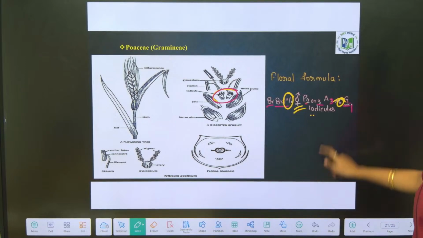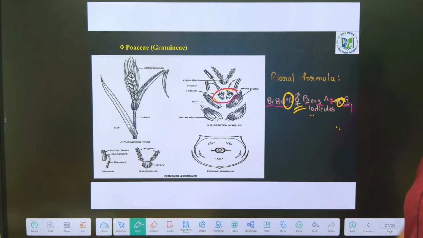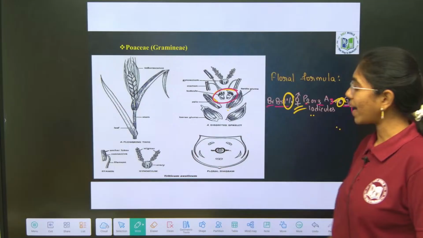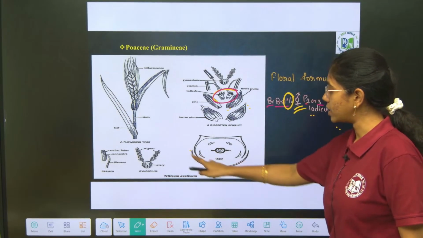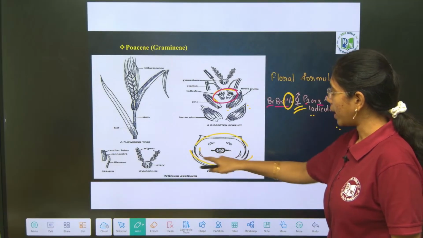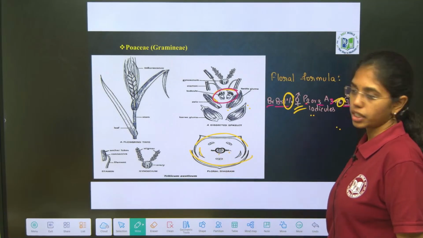Clear? This is the floral formula. Okay. This is the dissected spikelet type of inflorescence. Over here is spike, and this is the floral formula. See, lodicules covered by androecium and single gynoecium. Okay.